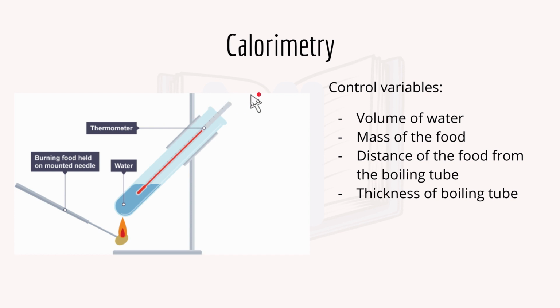So here's a basic setup of a calorimetry experiment. We have a clamp over here, a test tube or a boiling tube, a thermometer, and burning food mounted on a needle or anything. And here are the control variables that we need. The control variables could be the volume of water, the mass of the food, the distance from the food to the boiling tube because of the flame, and the thickness of the boiling tube. And of course there are more control variables, but here are just some examples.